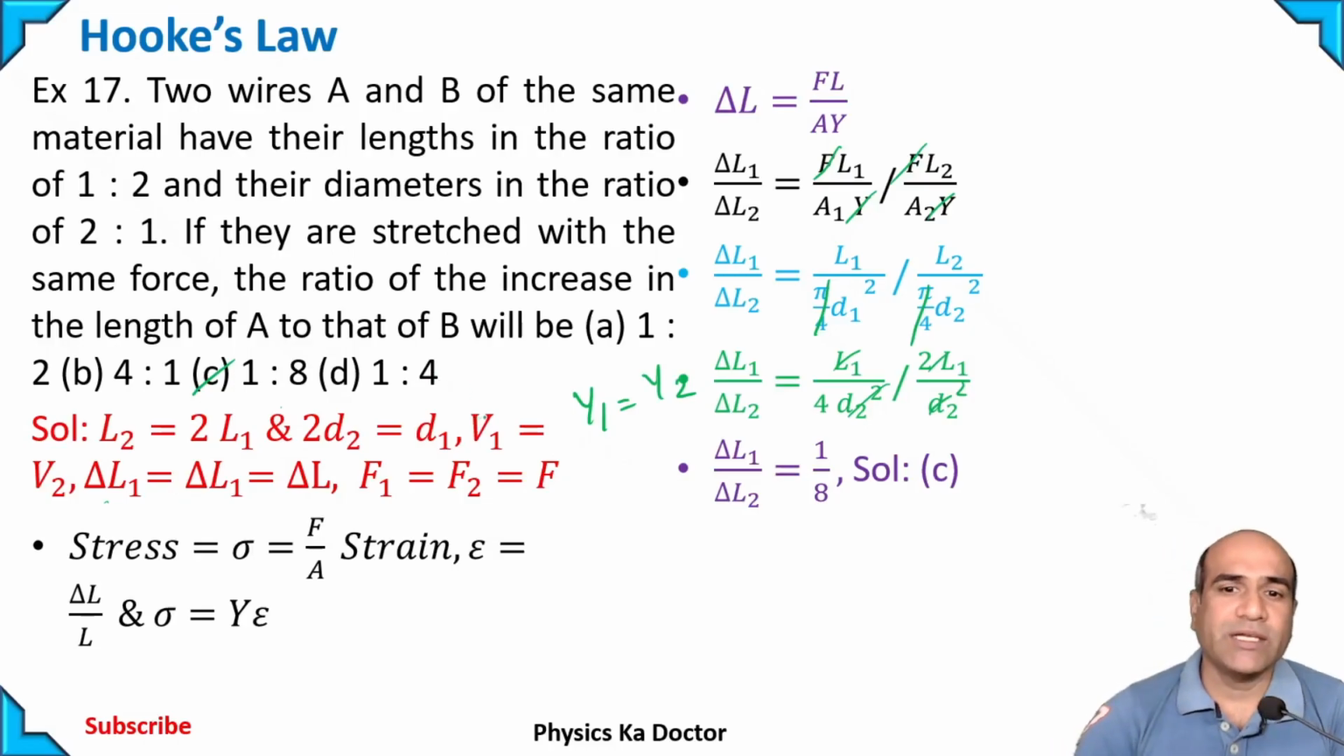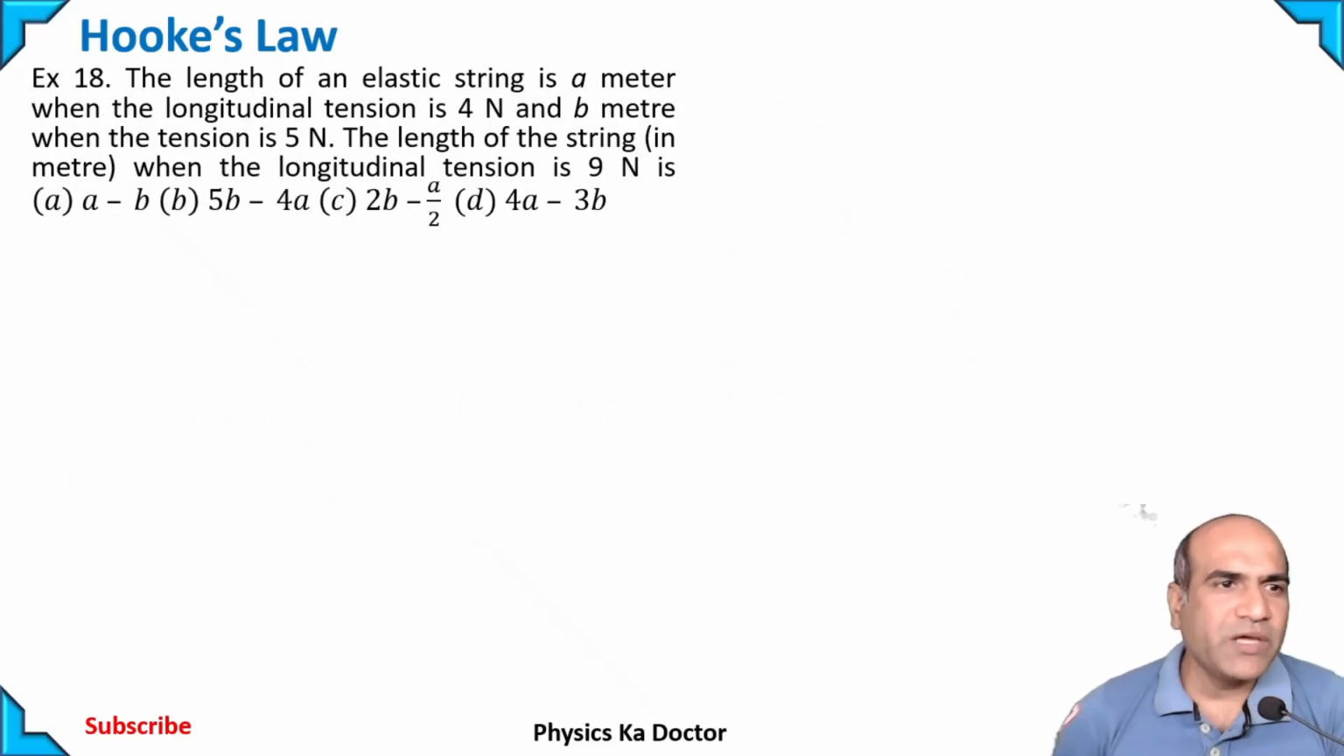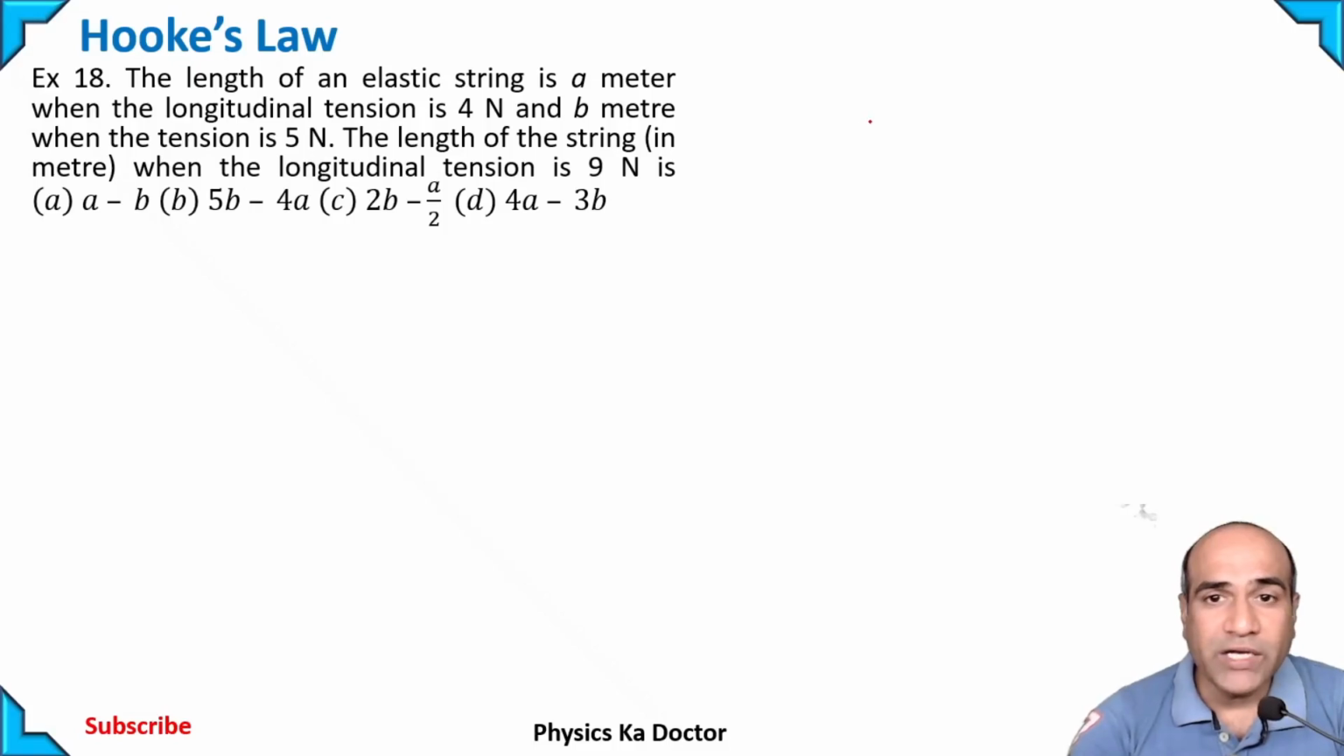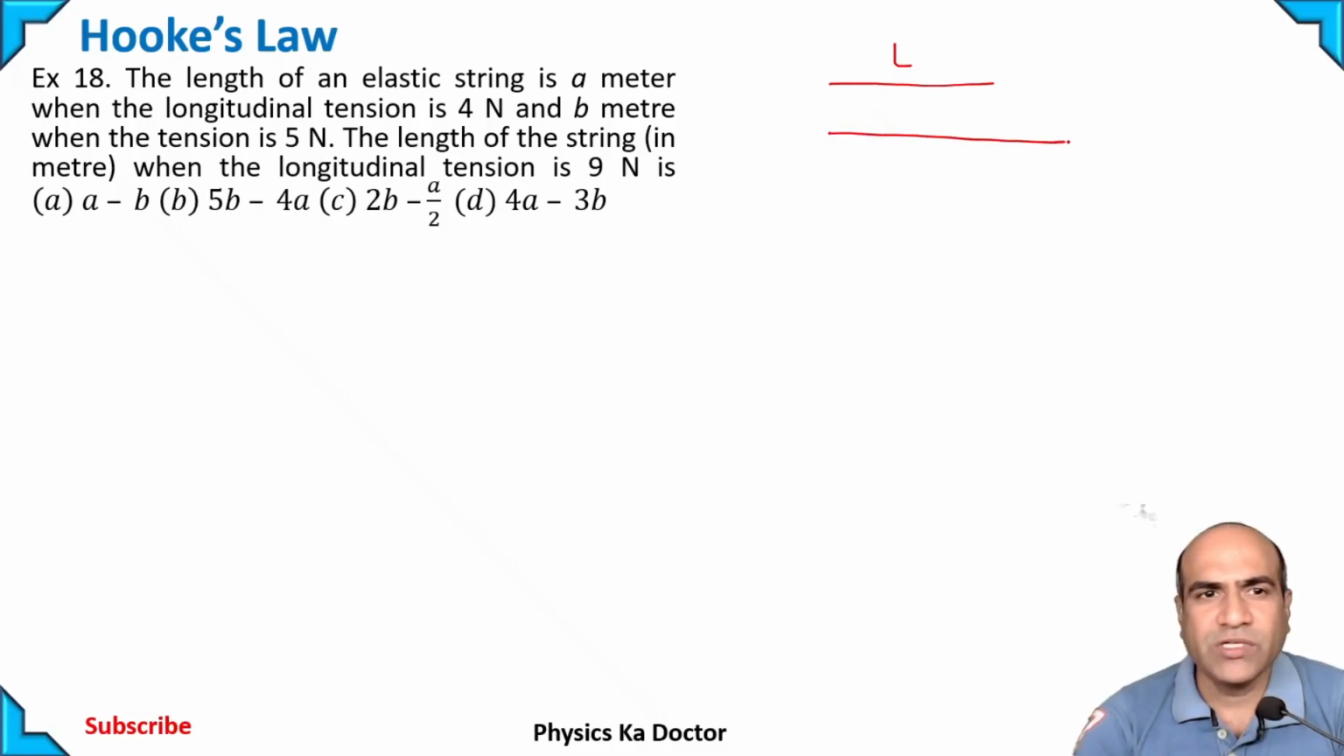C is 1 to 8 is our solution. So here we are at example number 18. The length of an elastic string is A meter when the longitudinal tension is 4 Newton. Say for example the elastic string without any stretch has length L, and when it is stretched with 4 Newton, the length becomes A.